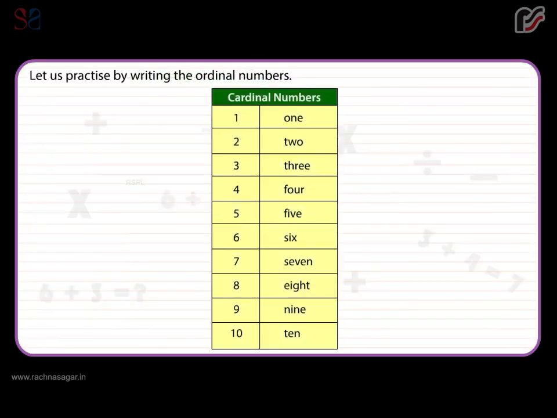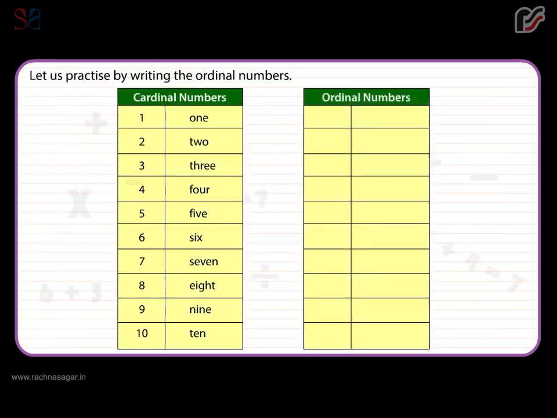Let us practice by writing the ordinal numbers. Ordinal number of 1 is first. Ordinal number of 2 is second. Ordinal number of 3 is third. Ordinal number of 4 is fourth. Ordinal number of 5 is fifth.